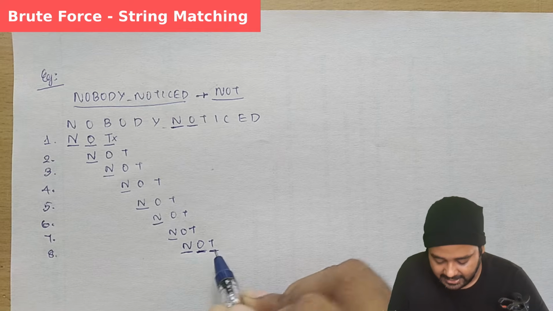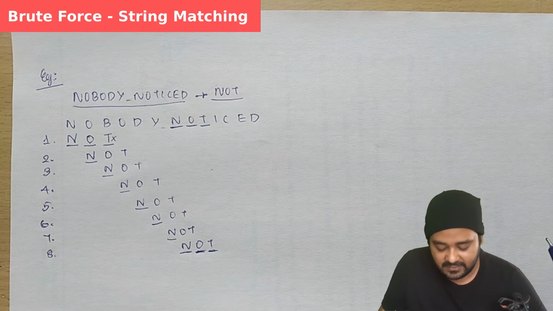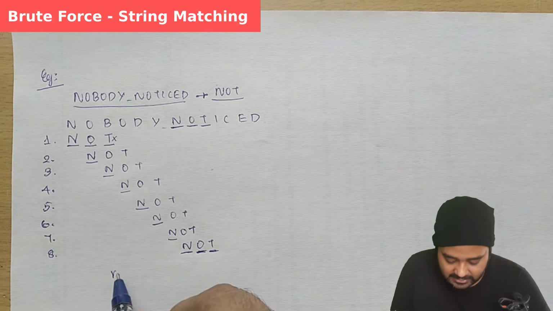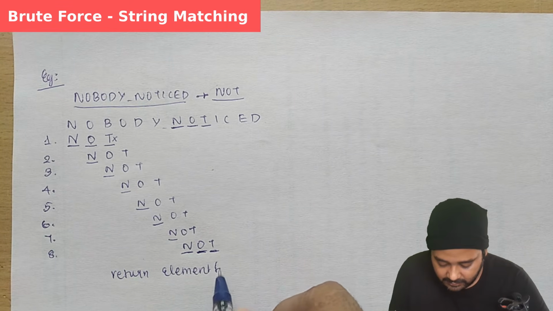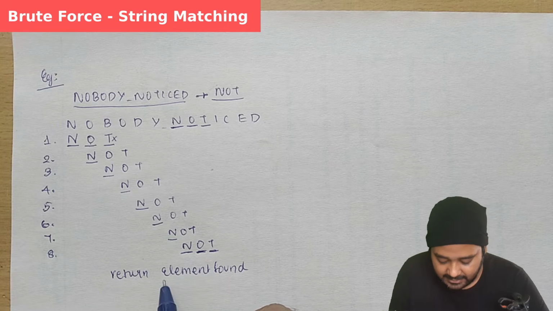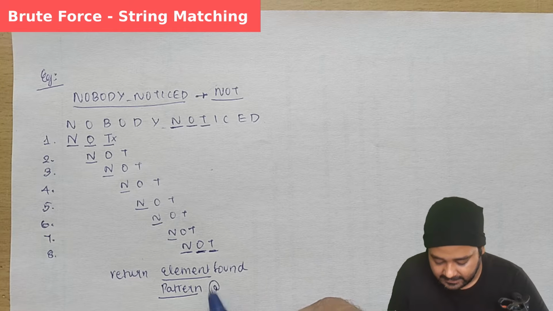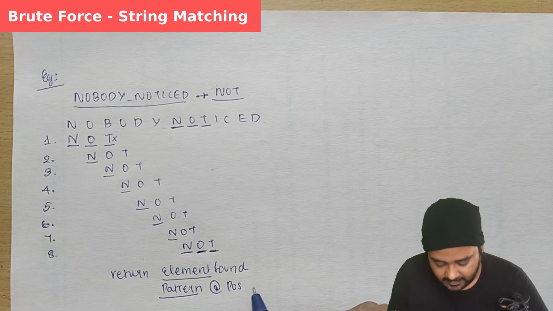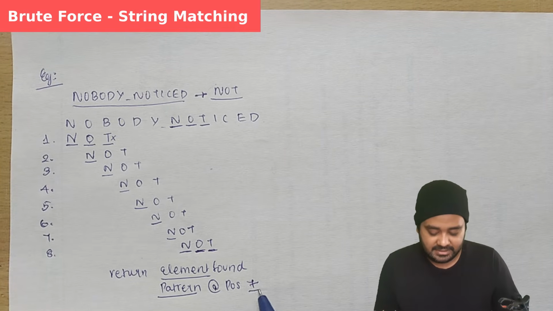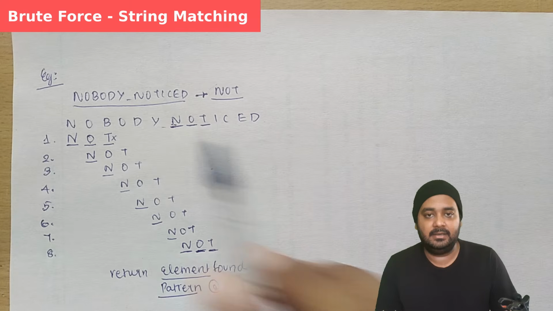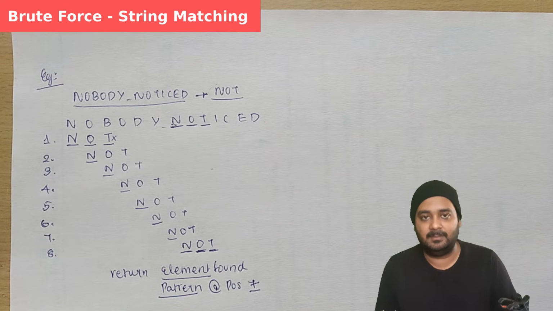So I just take my T and compare it with my T over here. This T and this T are matched right now. Whenever it is matched, I just return. So I return element found, or I just write it as return element or pattern. I write it as pattern found at position 7, which means the 8th iteration, since we start with position 0. So at position 7 we have found the element. This is how our brute force approach solves the string matching problem.